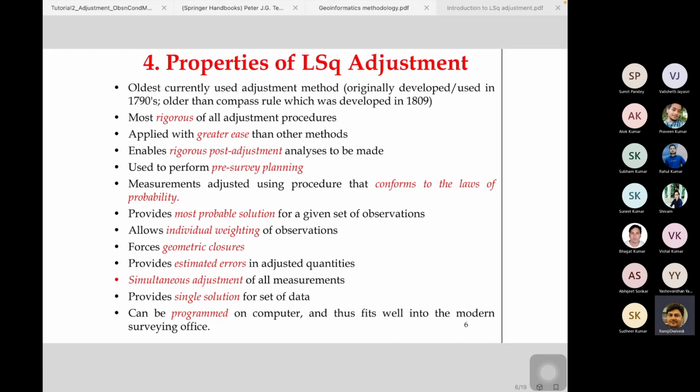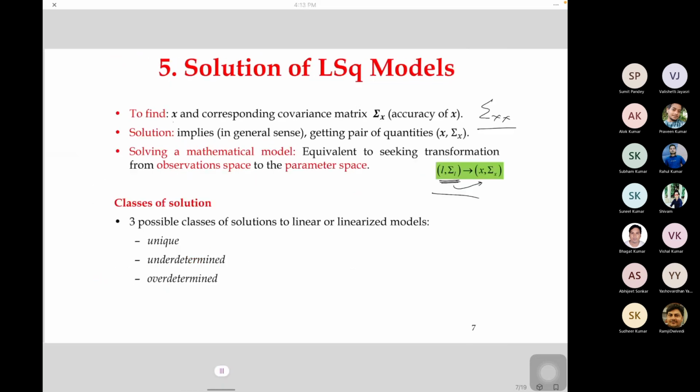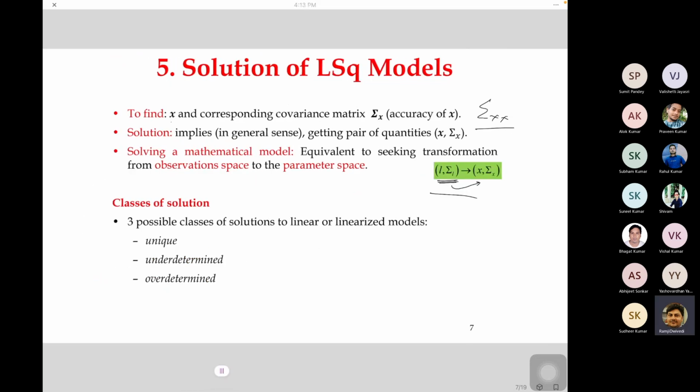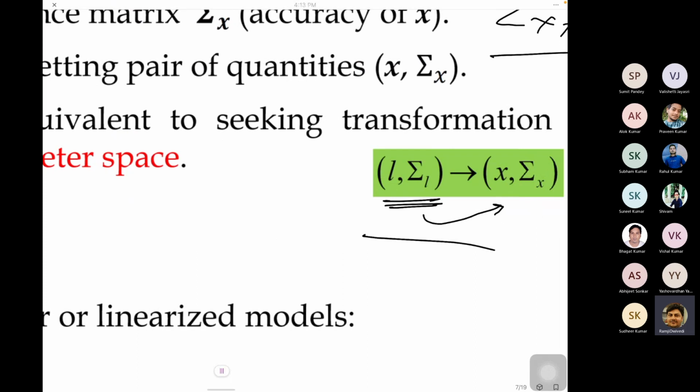Any other question? Okay. So these are the three possible solutions. How do we write it? Obviously, I'm just enlarging it a bit so that you could understand this.